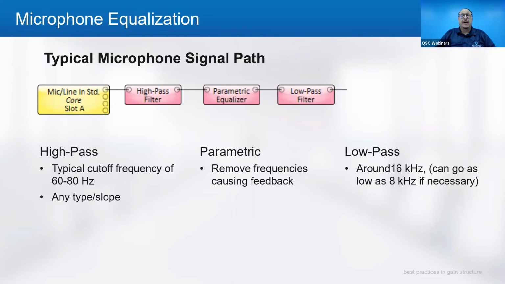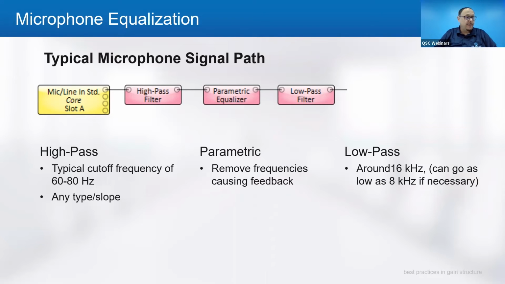And then on the back side of that, you'll put a low pass filter, somewhere around 16 kilohertz. You could go as low as 8 kilohertz if you needed to, if there's some type of other high frequency energy in the room that you want to eliminate. That's the typical signal path. Now I've seen people not use a high pass and a low pass, and put a 5 or 7 band parametric in and use the parametric to do some of that. That works too. If it sounds good on the other end, you've done your job right.